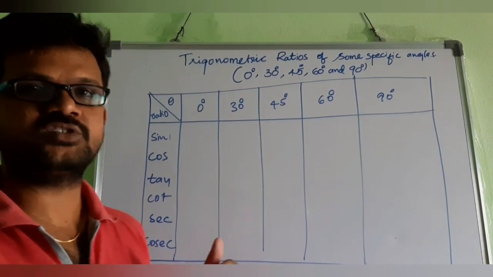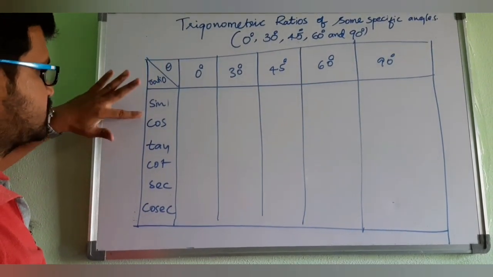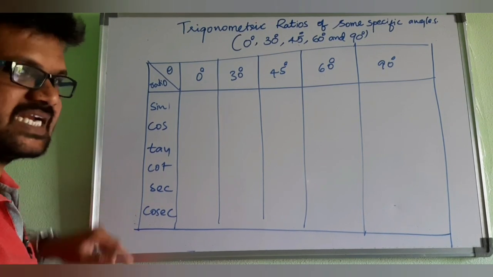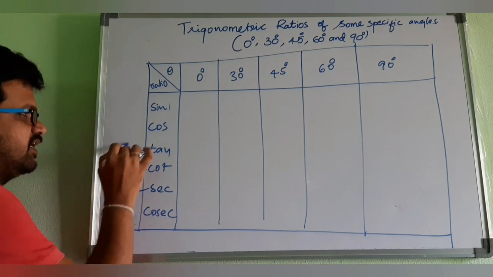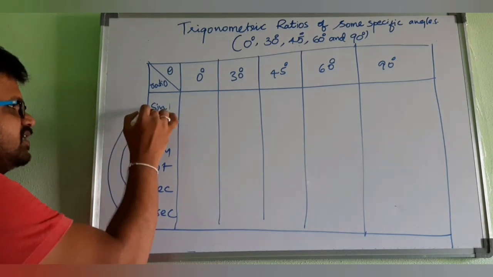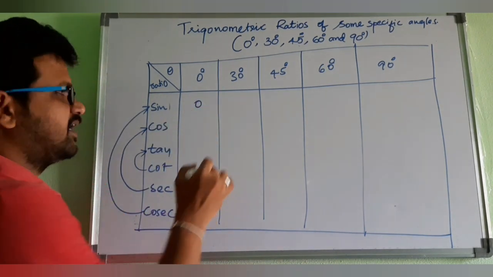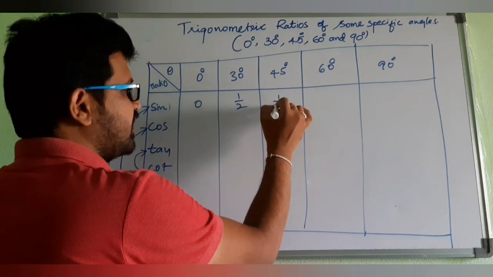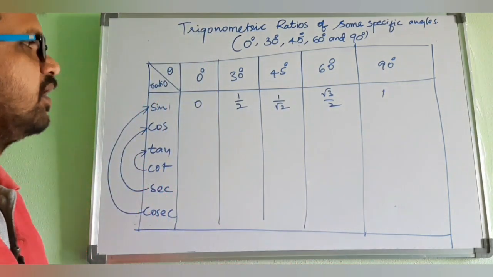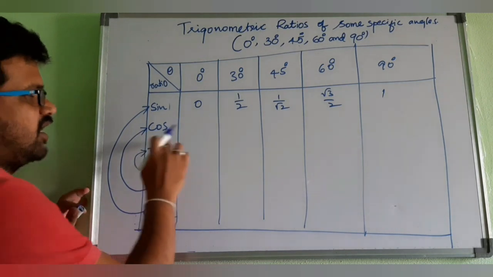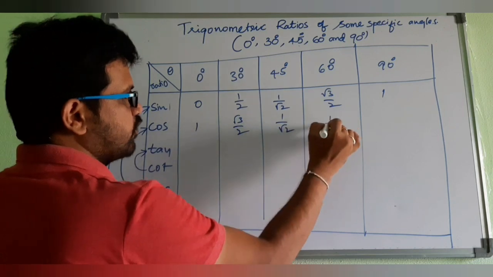Whatever values we found till now, we can write in one table. See here: sine, cos, tan, cot, secant and cosecant. We know that cot is the reciprocal of tan, secant is the reciprocal of cos, and cosec is the reciprocal of sine. Right. So sine 0 degrees, what we got? 0. Sine 30 degrees, 1 by 2. 1 by root 2. Root 3 by 2. 1. See here, we should know only one row, remaining all we can write. So cos, you write from this side: 1, root 3 by 2, 1 by root 2, 1 by 2, 0.